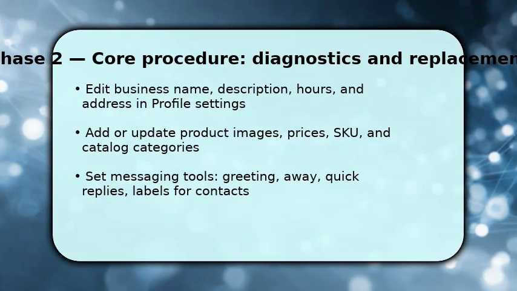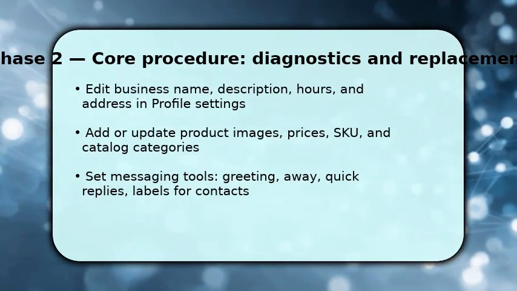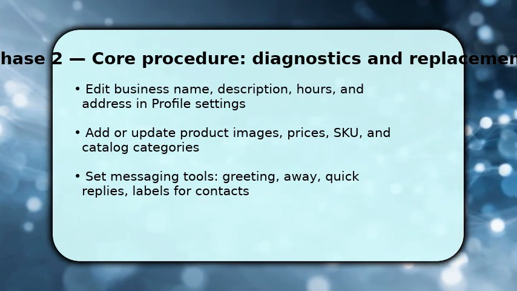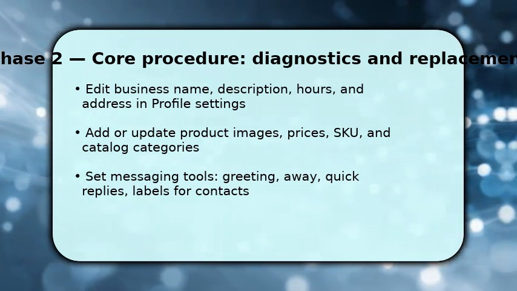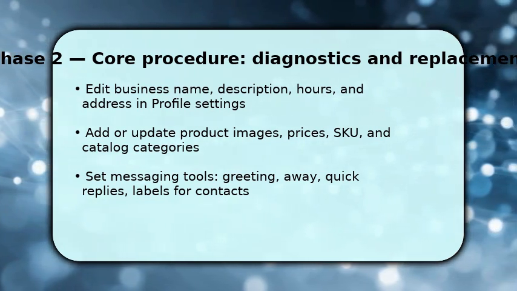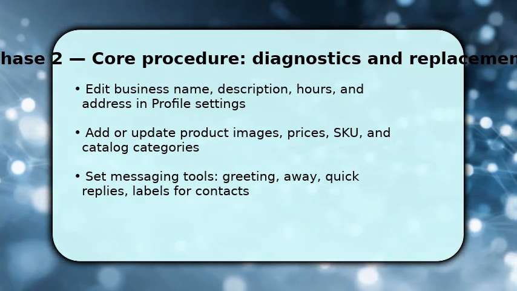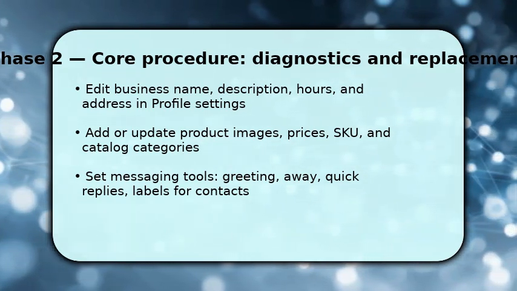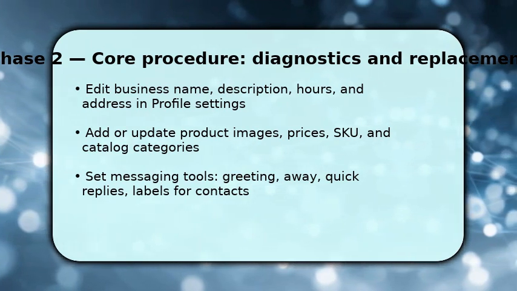You will now refine what customers see. Go to Business Profile and edit name, description, hours, address, and website so information is accurate and searchable. Then update your catalog, add or refresh product images, prices, SKU details, and organize items into categories for faster browsing.